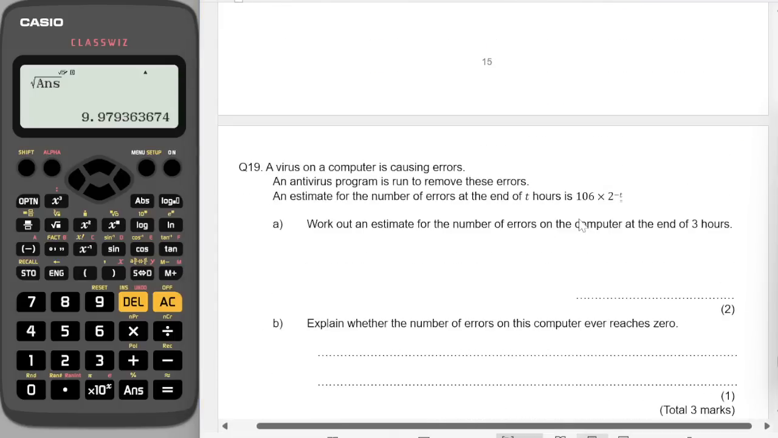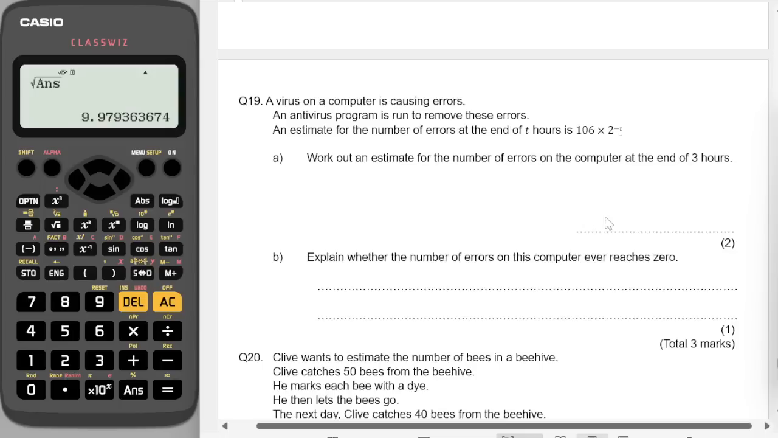Okay, question 19. A virus on a computer is causing an error. An antivirus program is run to remove these errors. An estimate for the number of errors at the end of t hours is 106 times 2 to the minus t. Work out an estimate for the number of errors on the computer at the end of 3 hours.